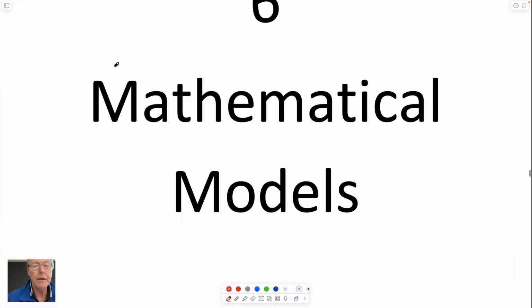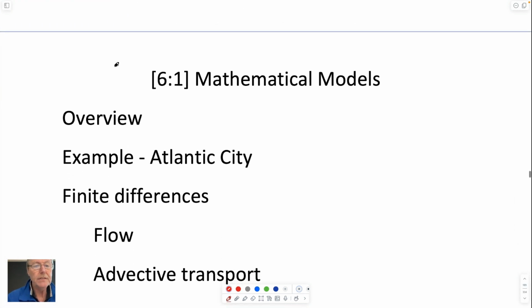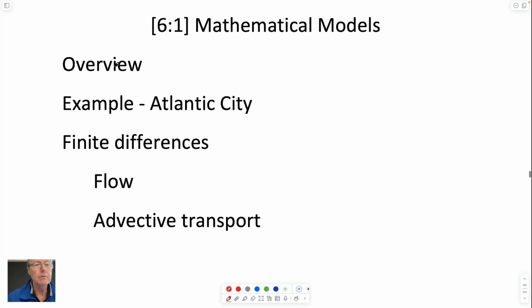So we'll talk about mathematical models, very simplistically at a conceptual level. Talk quickly about an example just to frame it potentially, and then talk about finite difference methods for flow and advection. Do you see this in your past, in your math classes?